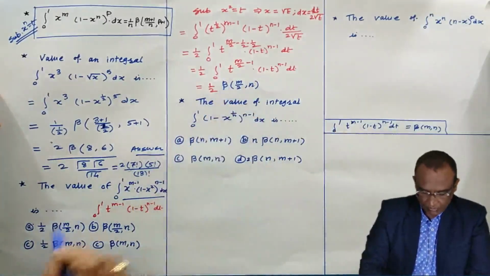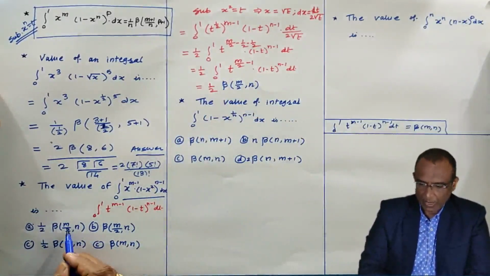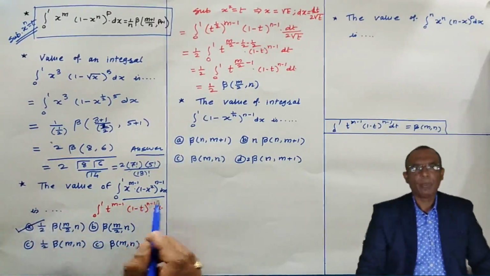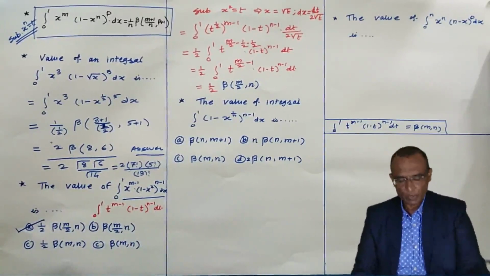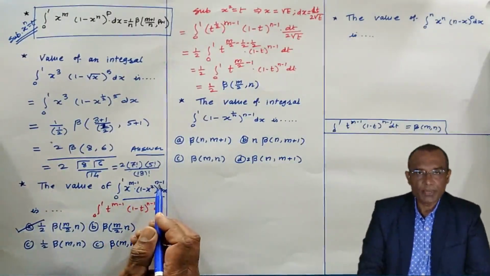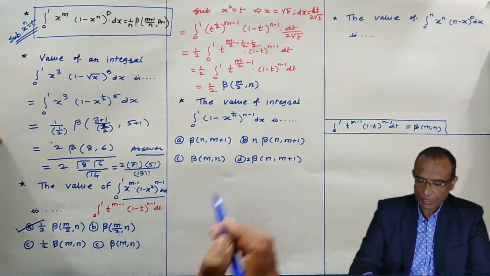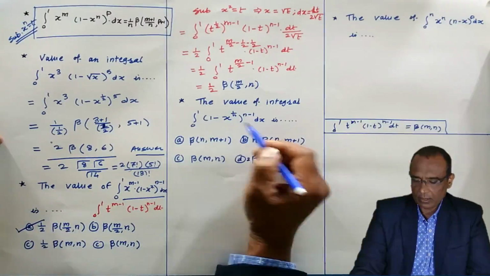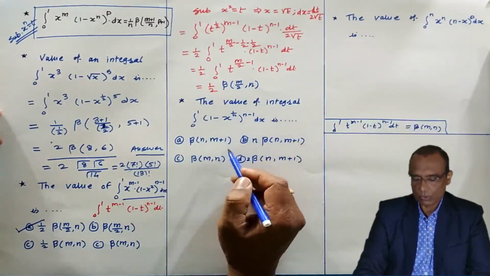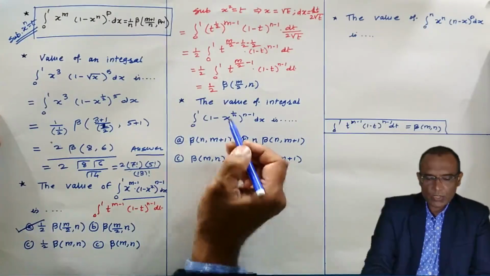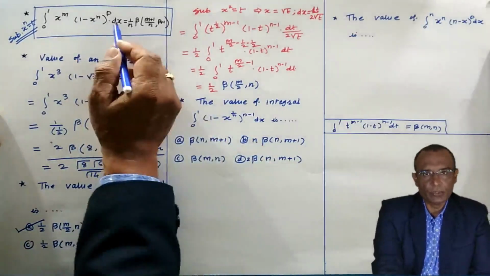And what is the correct answer out of these 4? Beta of m by 2 comma n into 1 by 2. This option A is the correct answer. In this way, this type of simple problem may be asked in the examination. But keep in mind, m and n may be replaced by fixed constants, and this x square may be replaced by any other term like root x, like x to the power 1 by 2, like x to the power 3. Now, 4 options are given for the value of the integral, and you have to use one of the options. You can use this formula directly.